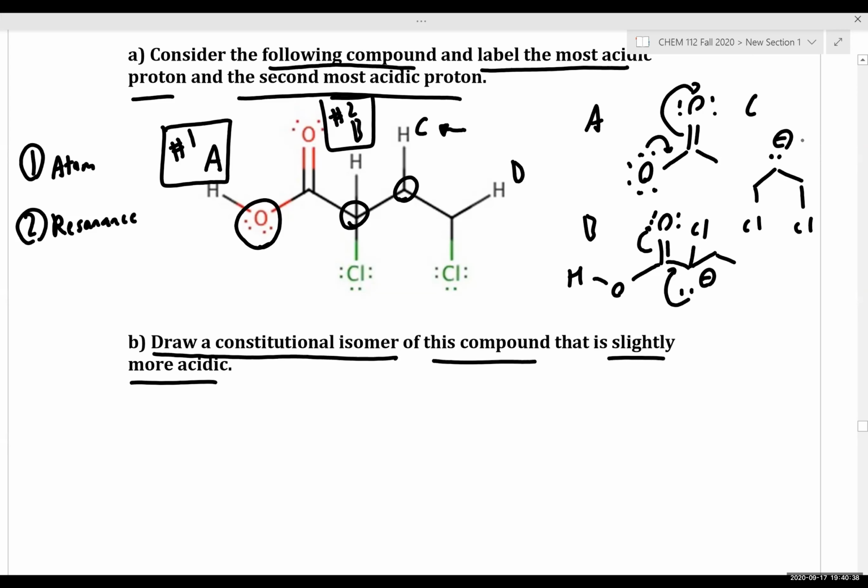Not really. And is this carbon-centered anion resonance stabilized like proton B? Is this anion resonance stabilized? No. So it's going to be pretty low on our list in terms of acidity. Another thing I want you to keep in mind, this entire carboxylic acid is electron withdrawing.